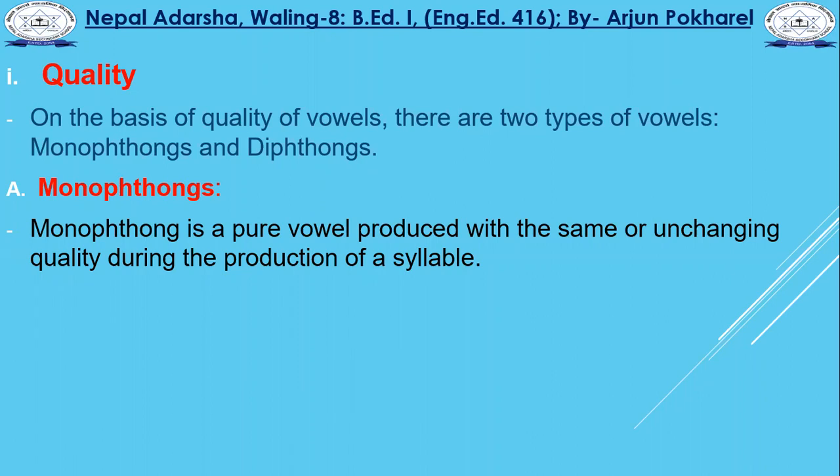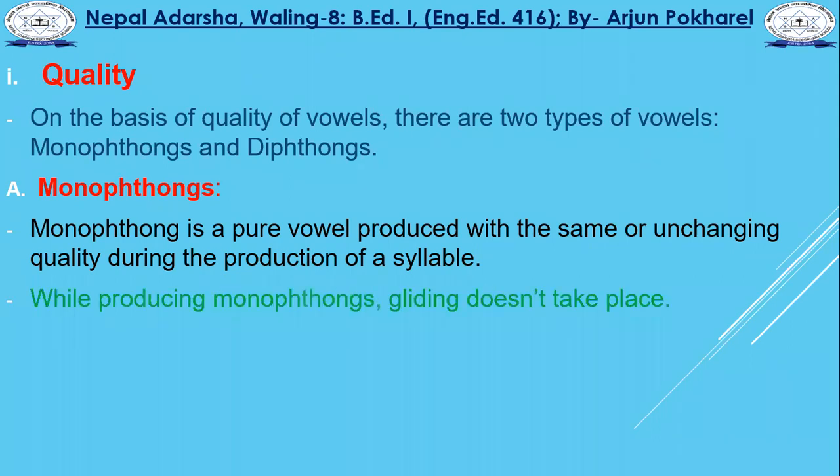Gliding takes place while producing diphthongs, but while producing monophthongs, gliding does not take place. We cannot get any gliding because there is only one vowel phoneme in a monophthong. These are some monophthongs. There are 12 monophthongs, as I told you before, and as we did in the inventory of vowels.